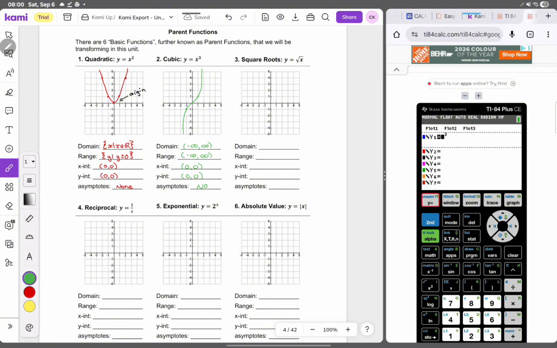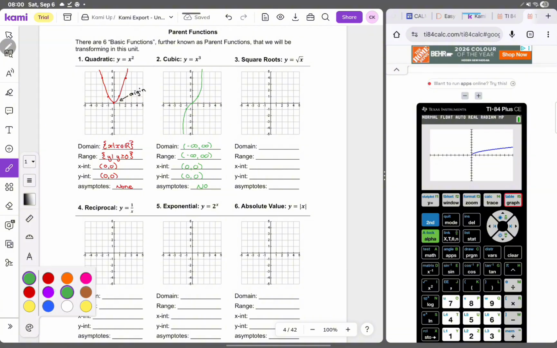So our square root function. So square root is the inverse of a quadratic, which is kind of why we get this half-looking quadratic going to the side here. And once again, third graph that starts here at the origin.